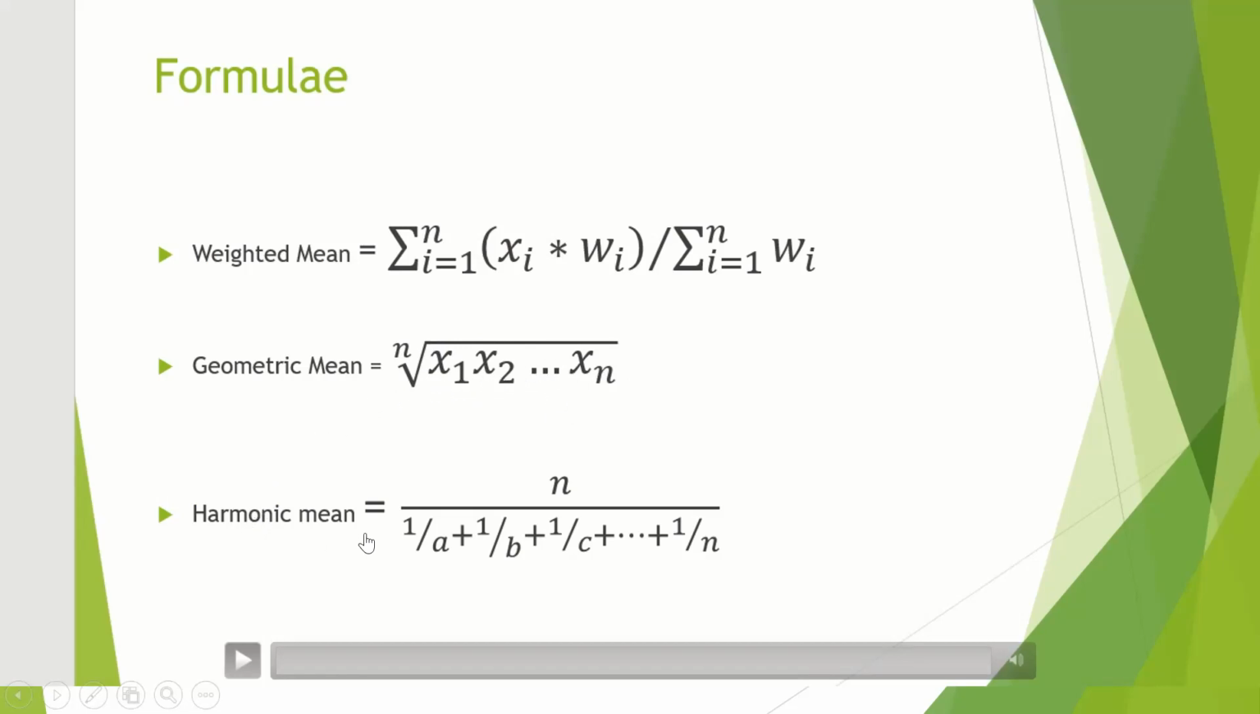And then for the harmonic mean, you can see that n is above, so n is the number of data in a population, and then in the denominator you have 1 over a plus 1 over b plus 1 over c up to 1 over n, where a, b, c and n are the values that are available in the data set.